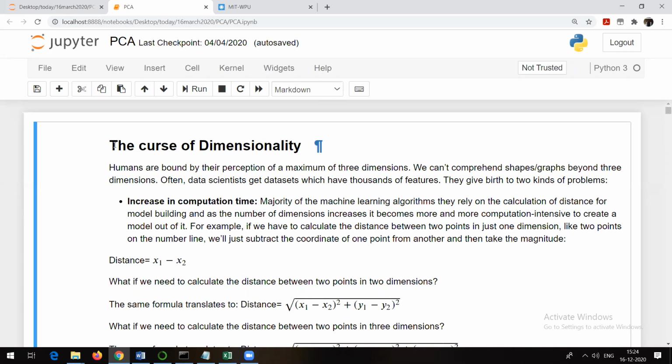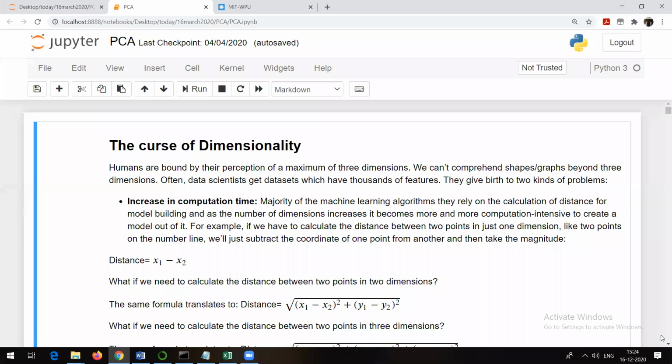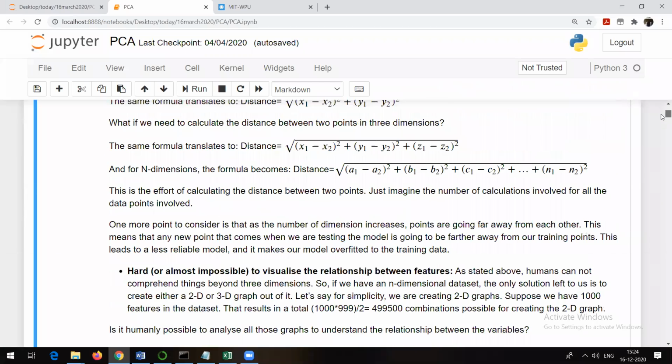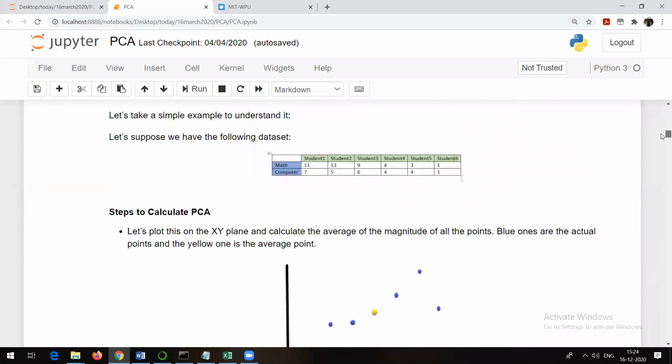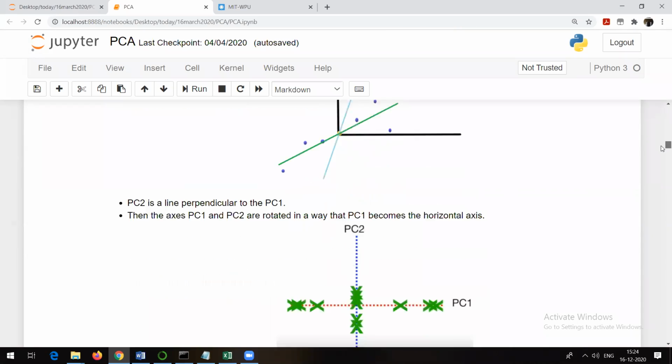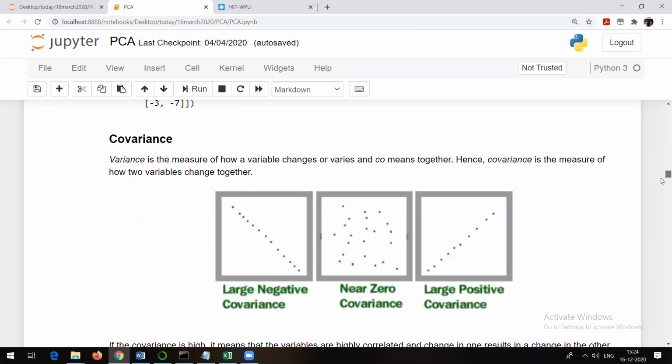See, this is the reason why we use PCA: the curse of dimensionality. If you want to understand the mathematics behind that, all those things are explained in detail in my notes. Everything is given here, the mathematics behind PCA. If you are interested, definitely we can refer to this. Even the Python implementation I have shown.